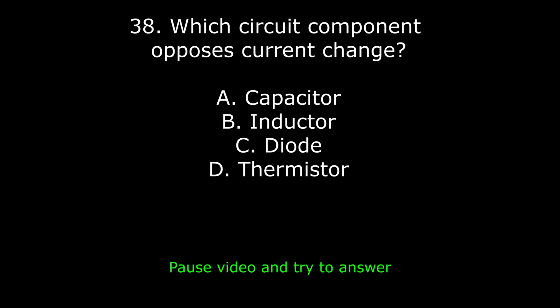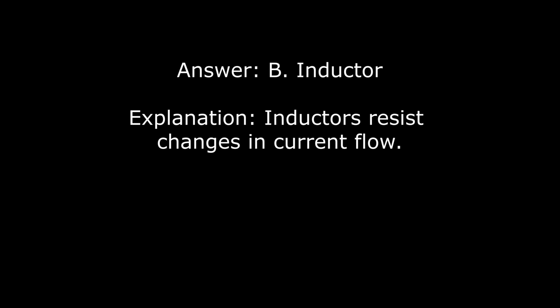38. Which circuit component opposes current change? A. Capacitor, B. Inductor, C. Diode, D. Thermistor. Answer: B. Inductor. Explanation: inductors resist changes in current flow.